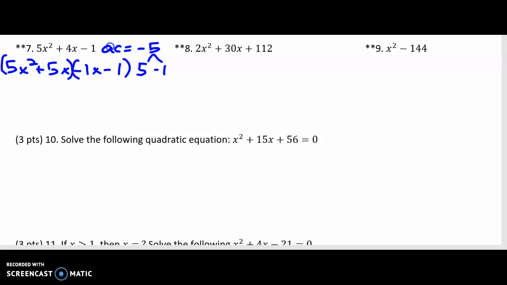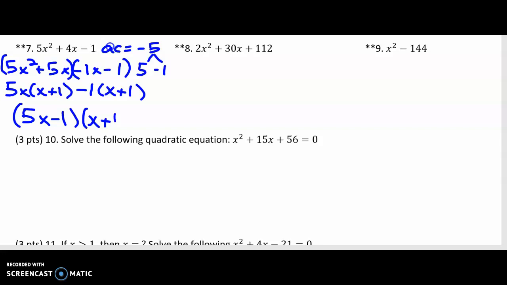In the first set of parentheses, my GCF is 5x, so that leaves me x plus 1 on the inside. In my second one, my GCF is negative 1, which gives me x plus 1. Remember, our goal is to get our parentheses to match. When we have them matching, we know we've done this correctly. So finally, my answer here will be 5x minus 1 and x plus 1.